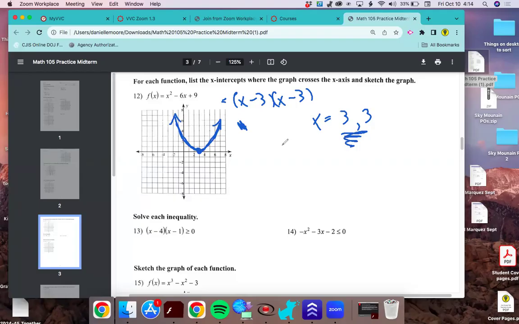And so we'll say zeros at 3 with a multiplicity of 2 because there's 2 of them or something like that. There are x-intercepts where it crosses through the x-axis, and we didn't cross it. So we'll say there are no x-intercepts where it crosses the x-axis. None of that. Although we do have x-intercepts. They just don't cross it.